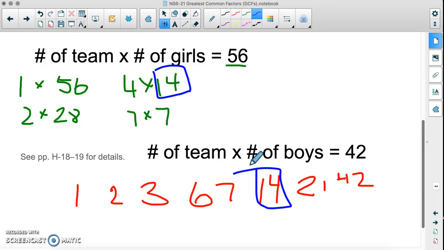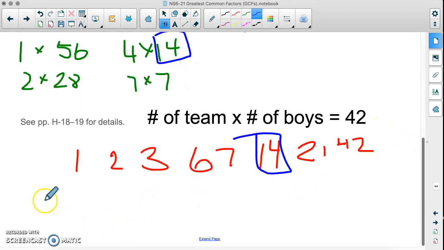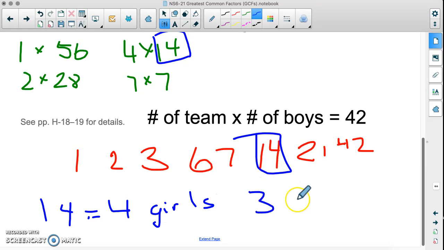So with a total of 14 teams, each team would have to have 4 girls, and then you would have to have 3 boys on each team. So the greatest common factor is going to be 14.